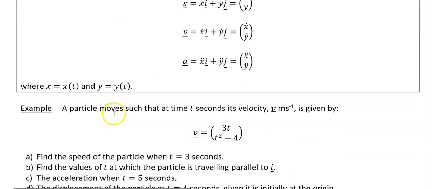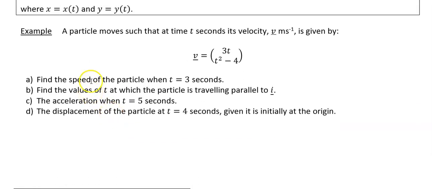Okay, in this example, a particle moves such that at time t seconds, its velocity v is given by v equals (3t, t squared minus 4). Find the speed of the particle when t is equal to 3. So the first thing to do is find the velocity when t is equal to 3. Our v will be 9, and then 3 squared minus 4, which is 5.